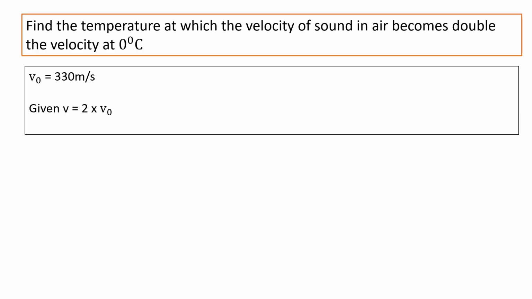Find the temperature at which velocity of sound in air becomes double the velocity at 0 degrees Celsius. Given V0 is 330 meters per second. Also, the new velocity V equals 2 times V0.